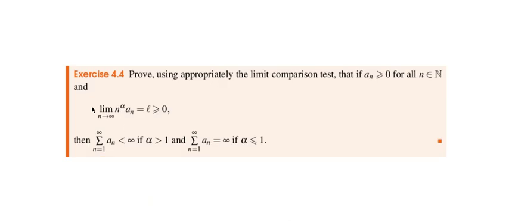So as an exercise, prove using appropriately the limit comparison test that we have just seen, that if a sub n is greater than 0 for all n, and we know that this is true, that the limit when n goes to infinity of n to the alpha times a sub n is L, so it's a real number that's greater than 0. So this sequence is convergent, then the series of a sub n is convergent if alpha is greater than 1, and it's divergent if alpha is smaller or equal than 1, okay?